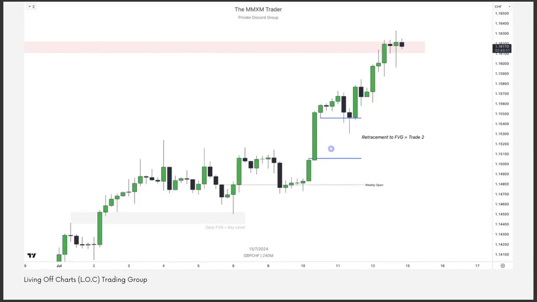So let's talk about trade opportunity number 2, the retracement. Over here we had trade opportunity number 1 in that key level, manipulation on the weekly open. And then the second one is in the expansion phase of that weekly candle, trading higher towards that premium fair value gap. Now let's zoom in.